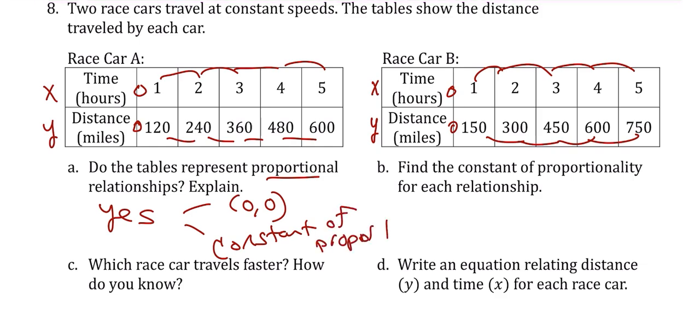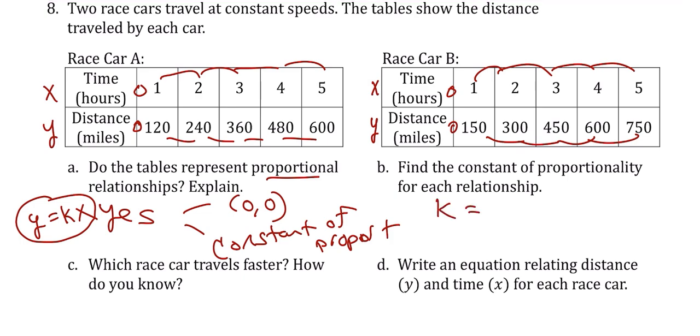And honestly, maybe the best way to look at it is what we're going to do next, because when we get to part D, we're going to see that they can be written in the form y equals k times x. So we'll get to that in a minute, but that's really what's happening.